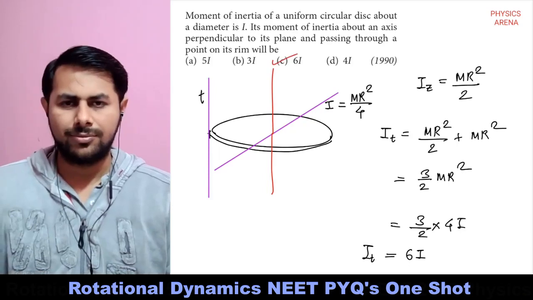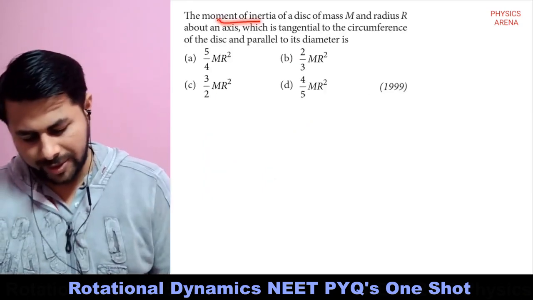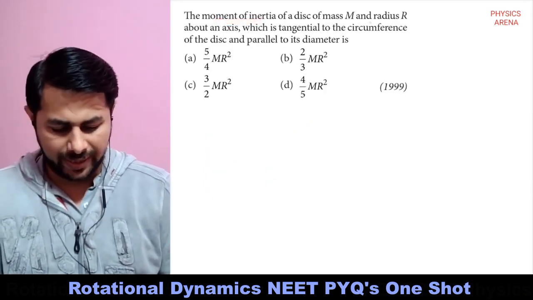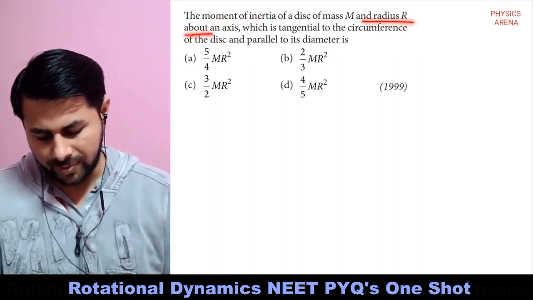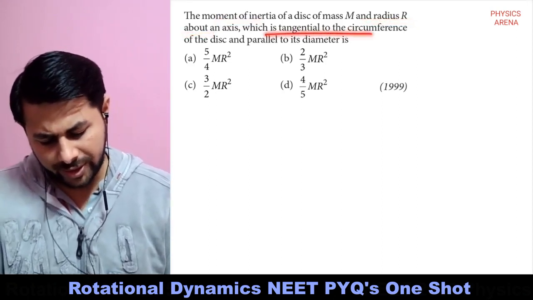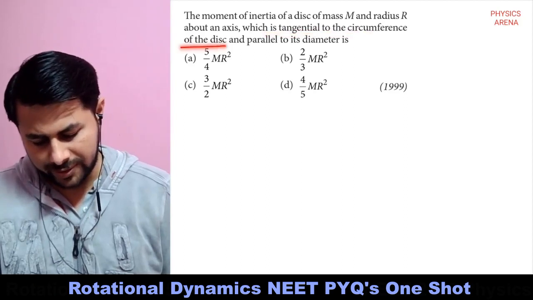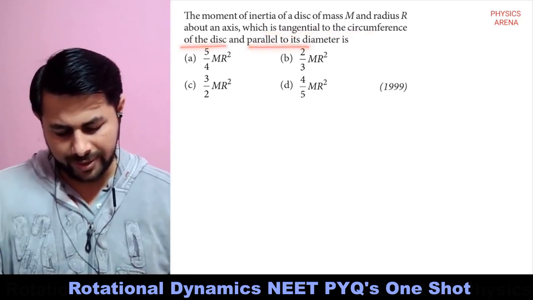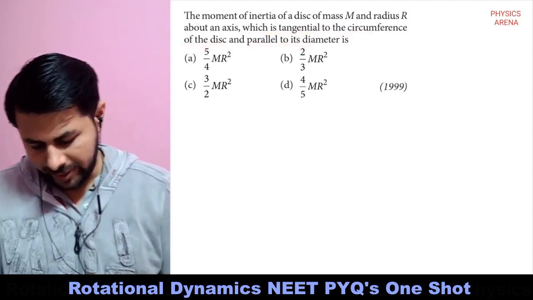Option C. Next problem. The moment of inertia of a disk of mass m and radius r about an axis which is tangential to the circumference of disk and parallel to its diameter is. So again we have disk.